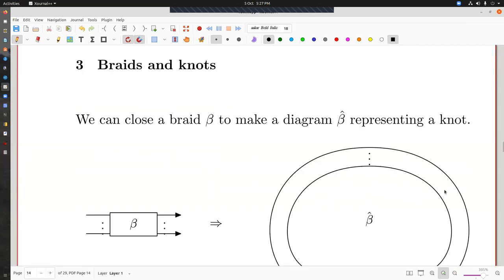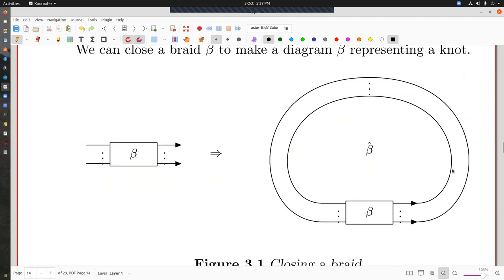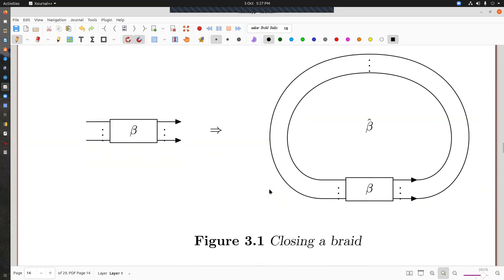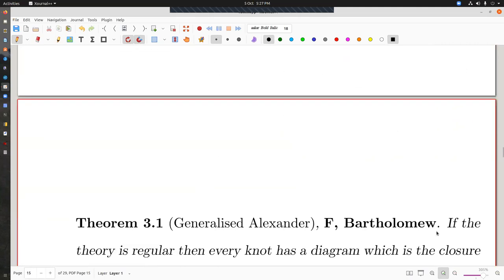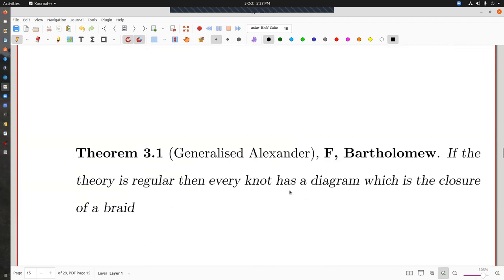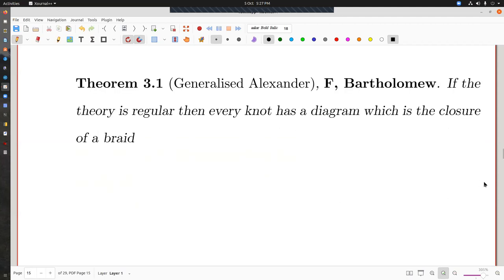Okay, so as per usual, we can take a braid and make a diagram B hat, and that braid becomes the diagram of a knot, a generalized knot. So a generalized braid goes to a generalized knot. All so far, all pretty unusual. Right, well, now we've got a generalized Alexander theorem, proven by myself and Bartholomew. If the theory is regular, then every knot has a diagram which is the closure of a braid. And the proof is sufficiently simple that I can just sketch it, I think.